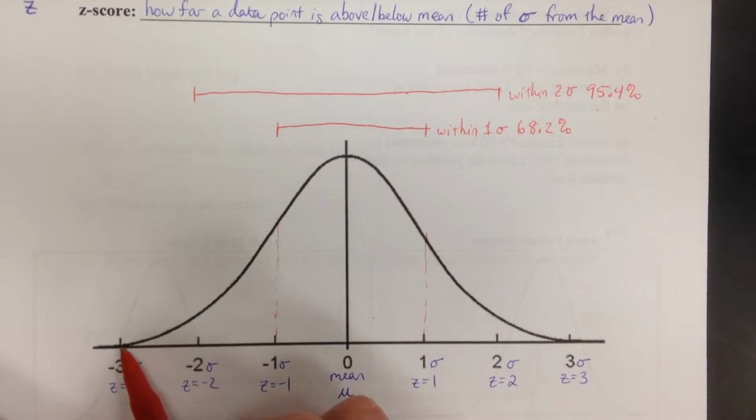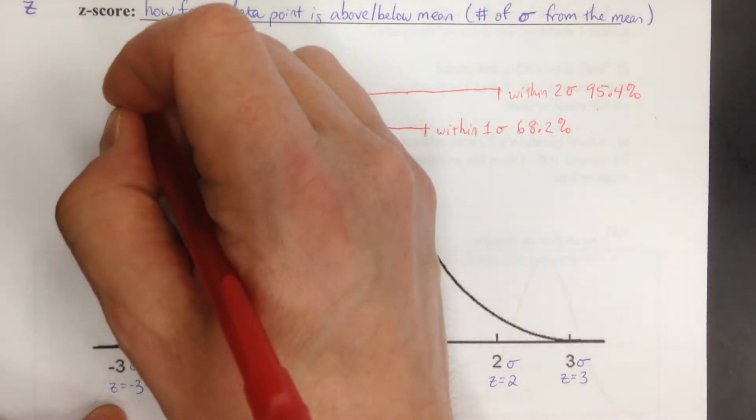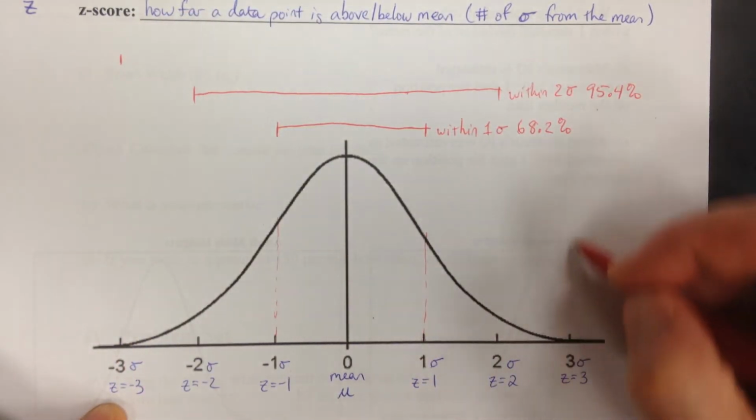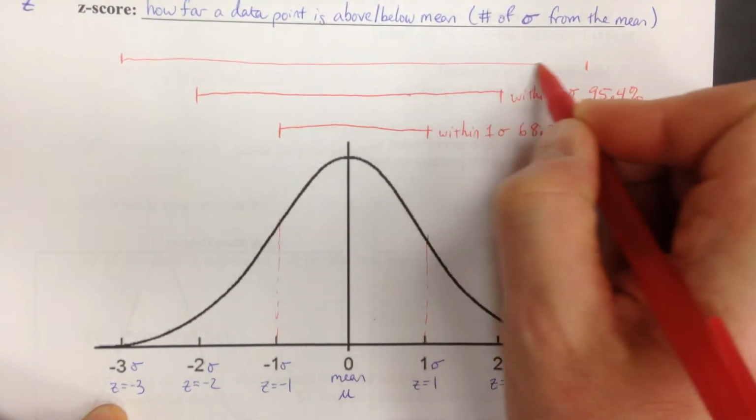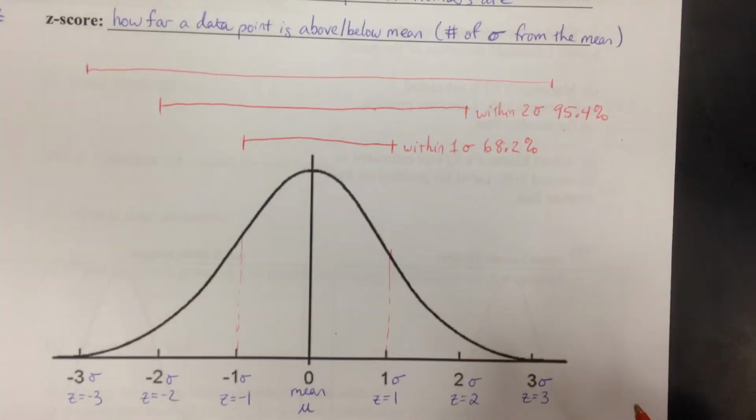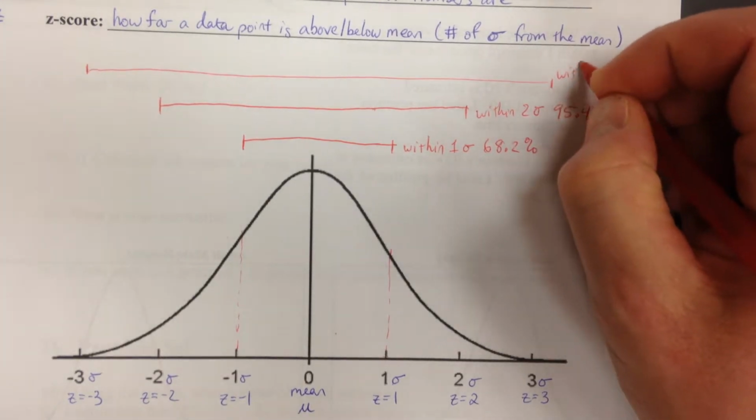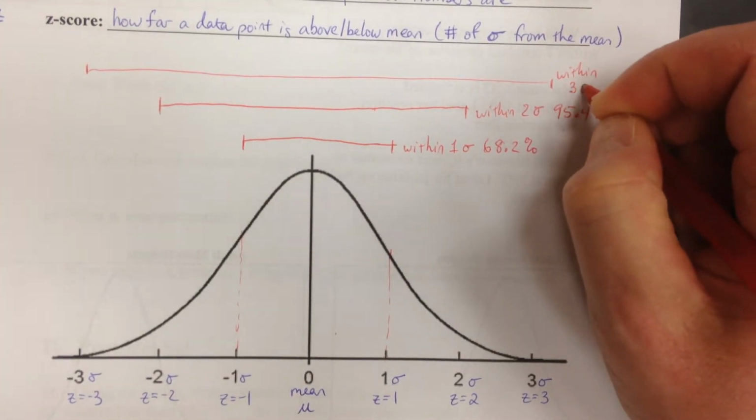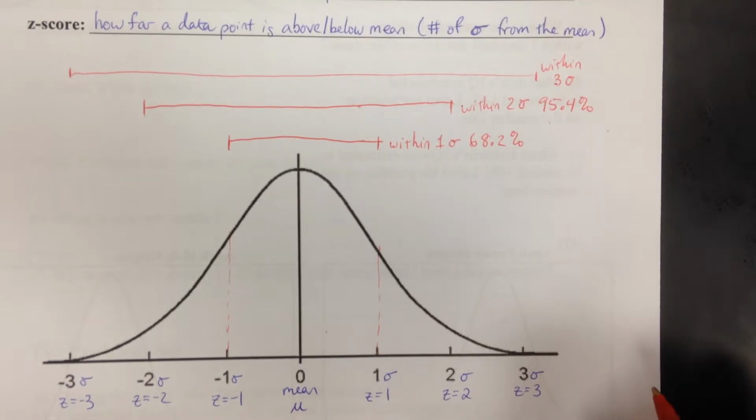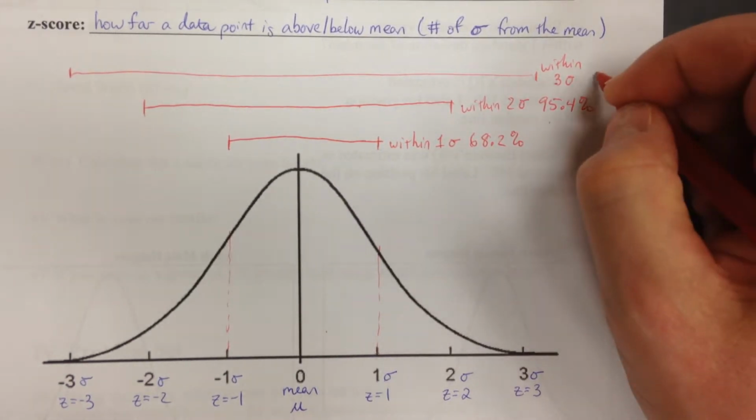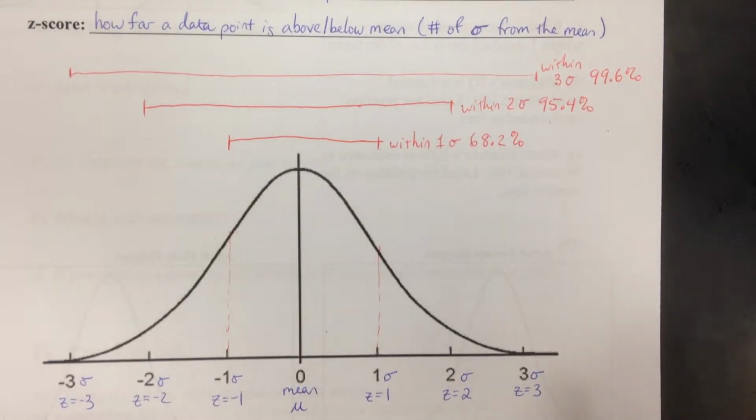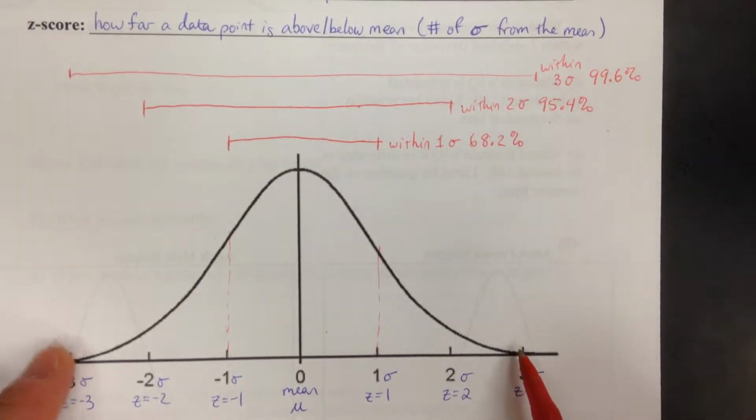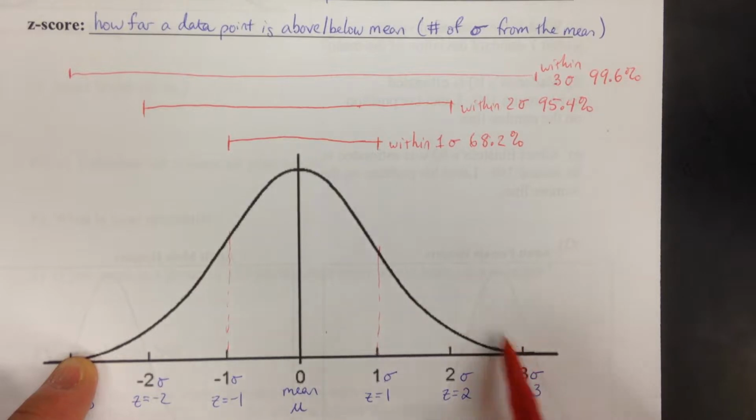All right, now from -3 standard deviations to +3 standard deviations, so within 3 standard deviations, I'm kind of running out of space here, is going to be 99.6% of your data. So basically everybody is going to be between here and here. Everybody will be contained under here.